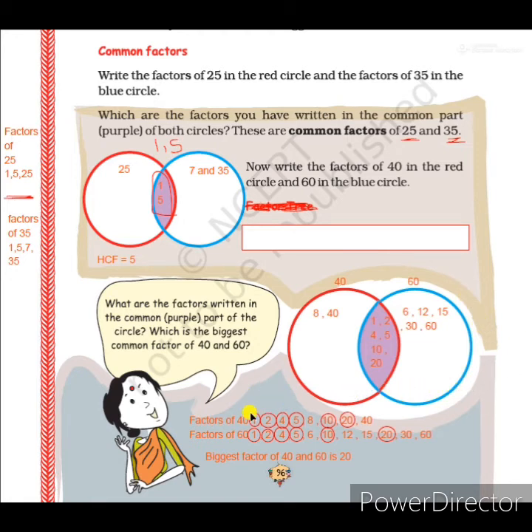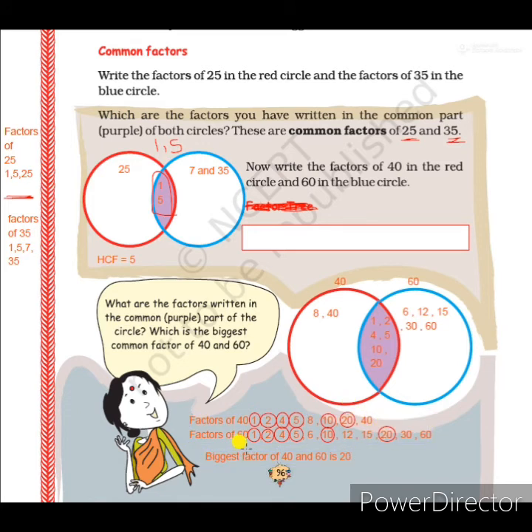Take all the tables in which 40 comes as a multiple. In the table of 1, 1 into 40 is 40. In the table of 2, 2 into 20 is 40. In the table of 4, 4 tens are 40. Table of 5, 8 fives are 40, so 5 is a factor of 40. In the table of 8, 8 fives are 40. Table of 10, 10 fours are 40. Table of 20, 20 into 2 is 40. 40 into 1 is 40. So all these are the factors of 40: 1, 2, 4, 5, 8, 10, 20 and 40.